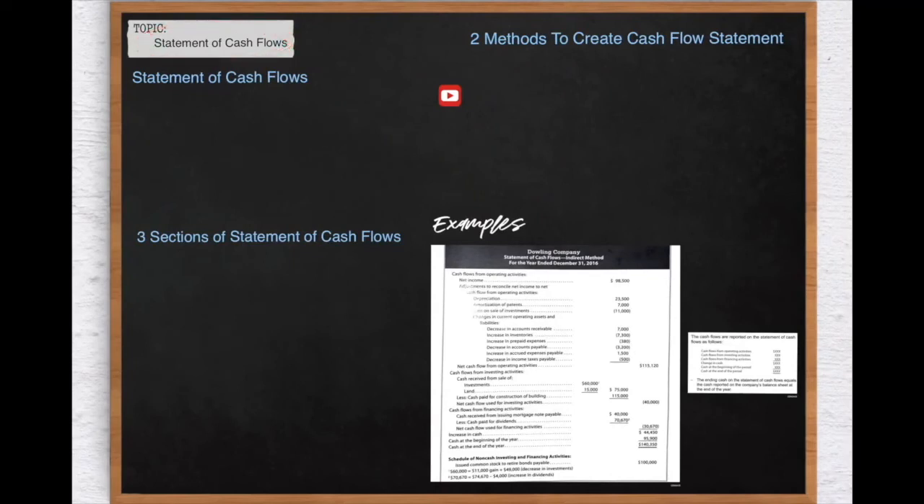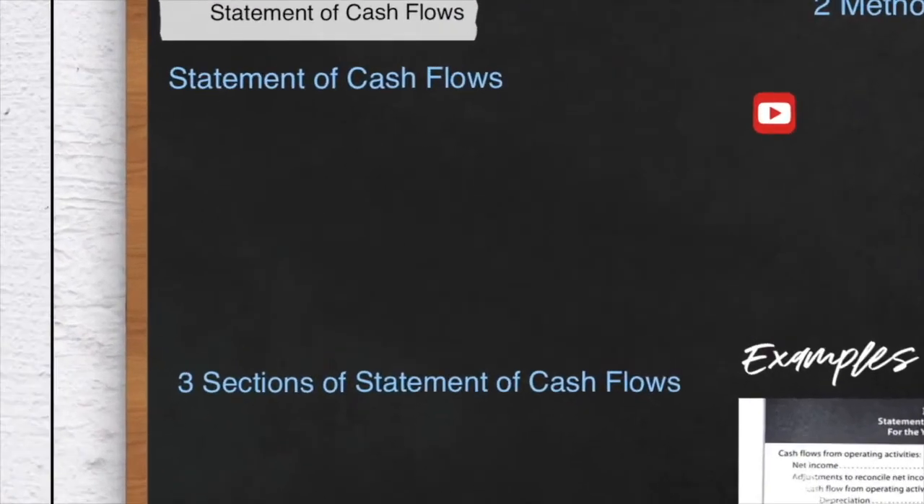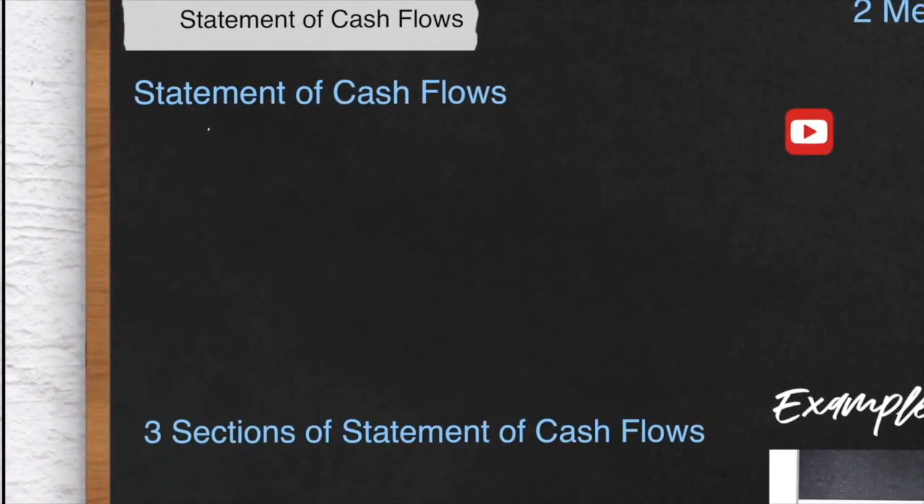There's a whole chapter dedicated to this final financial statement that we have not gone over, and that's chapter 13. So what is the statement of cash flows? Why is it so important? Why is it that there is one whole chapter dedicated to this financial statement?